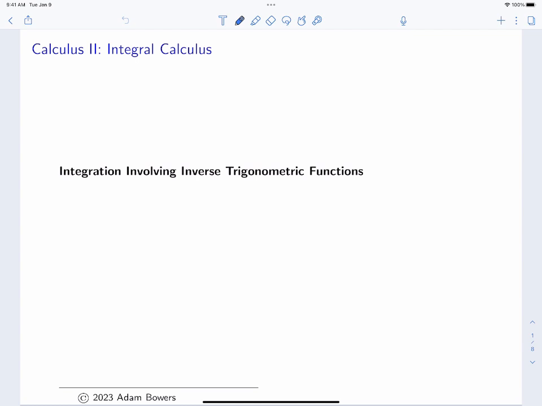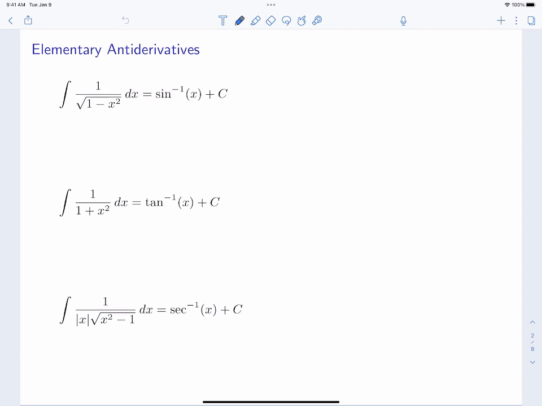In this video, we're going to look at integration involving inverse trigonometric functions. For the most part, we're going to be looking at integrals that we can solve using integration by substitution, but either the answers or the substitutions that we'll do will involve inverse trigonometric functions. Now, we want to start by looking at some elementary antiderivatives.